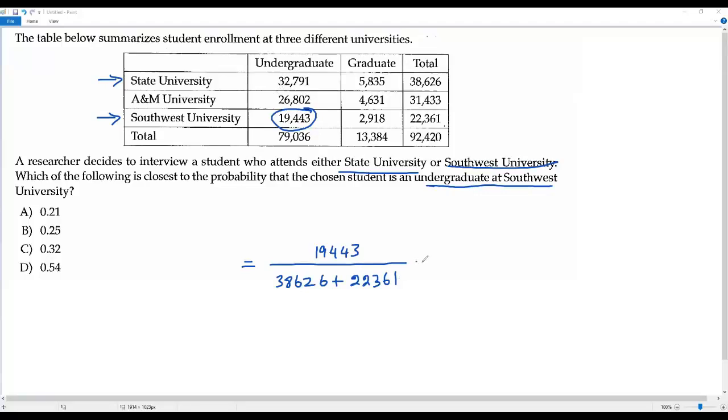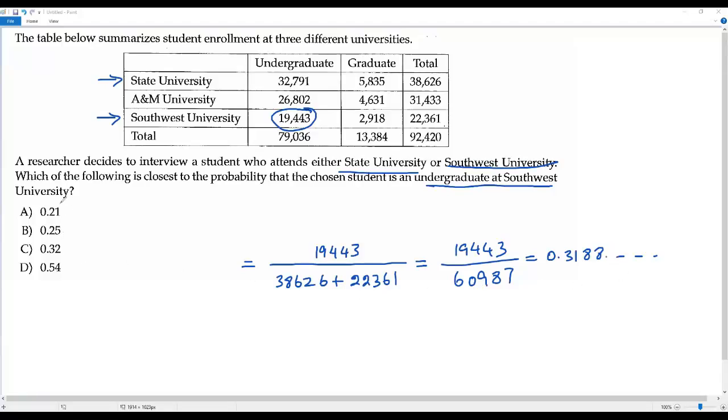Okay, now we have to evaluate this. So we keep the numerator as it is. When I add these two values, I'm getting 60,087. It's a calculator section, so we can use the calculator. When I divide this using the calculator, I get 0.3188, and it keeps going.